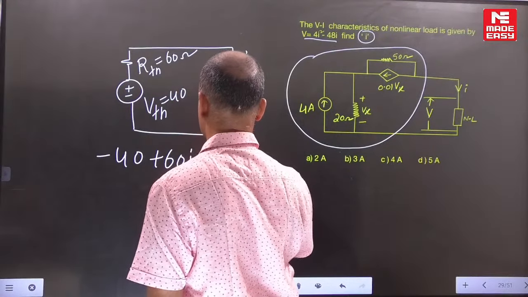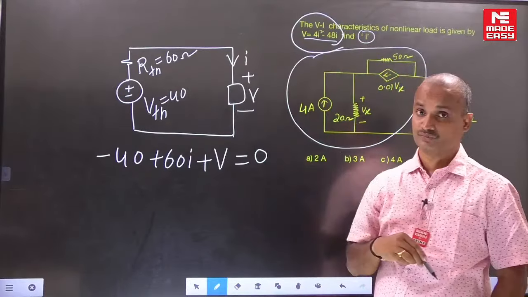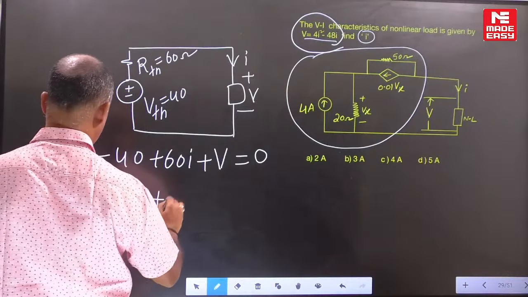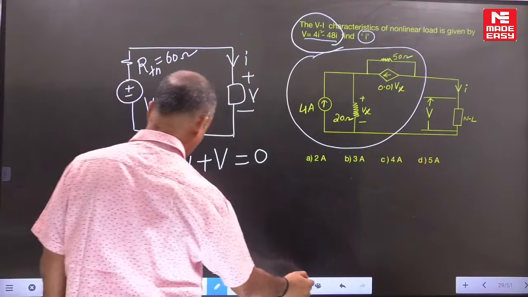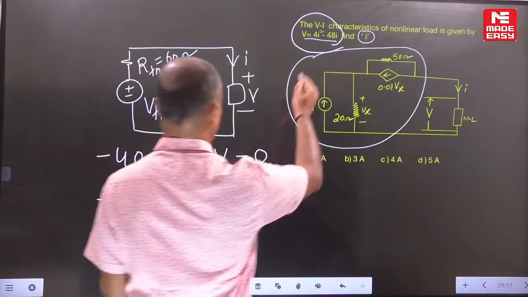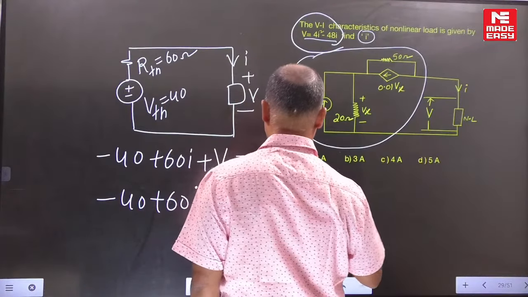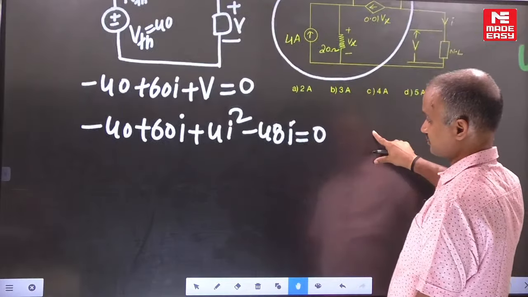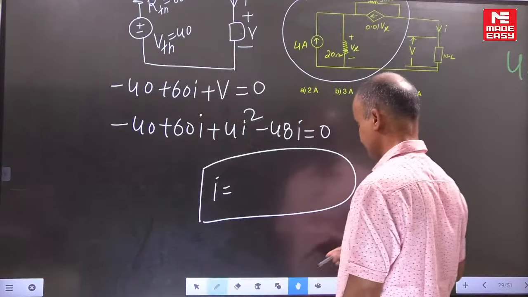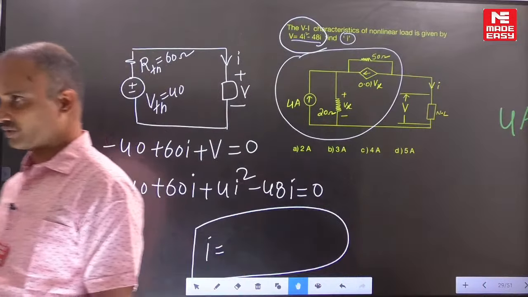Now plus V is equal to 0. In the question itself one relation is given. Can you substitute that relation in this expression? Minus 40, 60I. What is V replaced by? The equivalent value is 4I square minus 48I. Now finally simplify this quadratic equation and find the I value. I gave all the hints. Can you find the roots for this one?